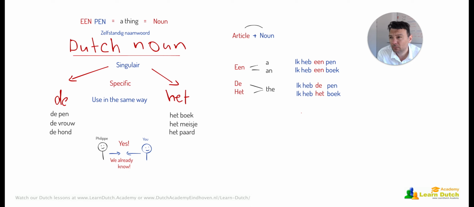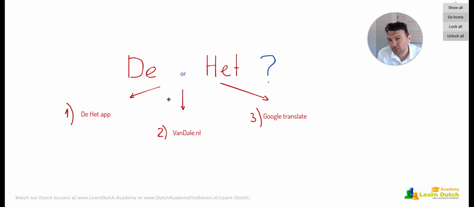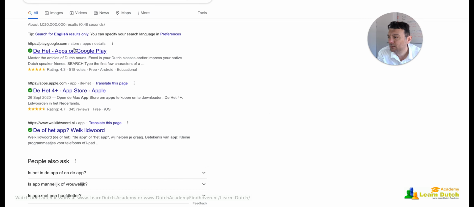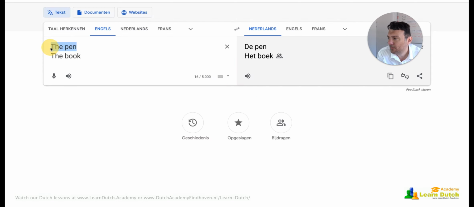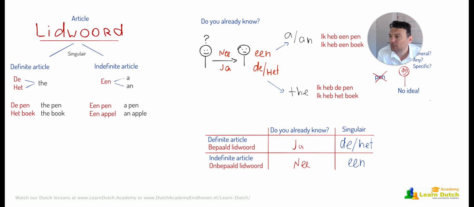But how do you know which article you're going to use with a noun? There are three ways to find out. The first one, you can use an app. Just go to Google and search for the de or het app, and you will find different apps which are going to help you with that. You can use online dictionary vandale.nl, or you can use Google Translate. Just put in the pen, the book, and you see it translating. De pen, het boek.